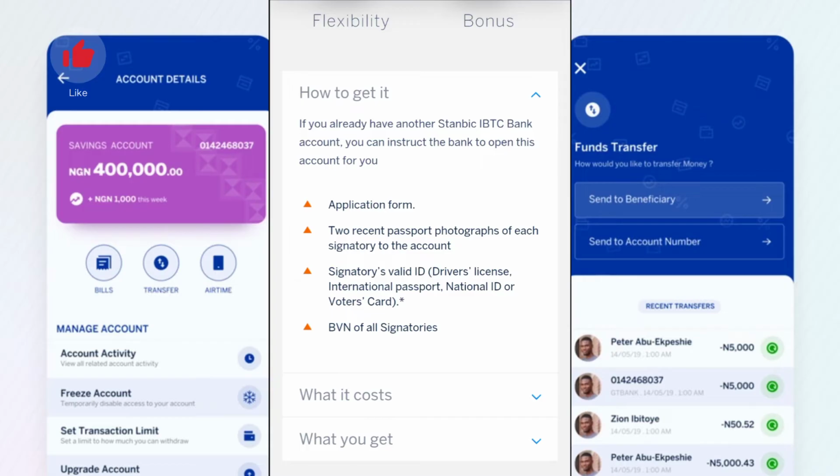So you get an application form, two recent passport photographs of each signatory to the account, and a signatory's valid means of identification, that's either your driver's license, your international passport, voter's card or national ID, then a BVN of all the signatories, that's in case you are more than one person who wants to be running this type of account.